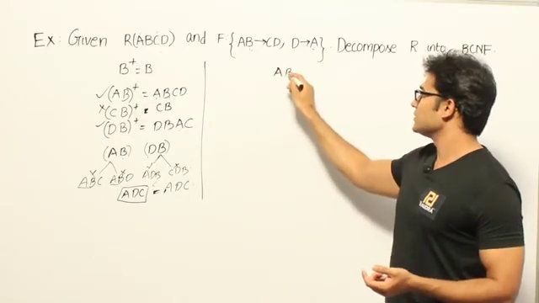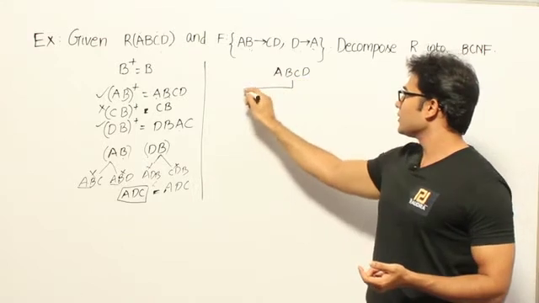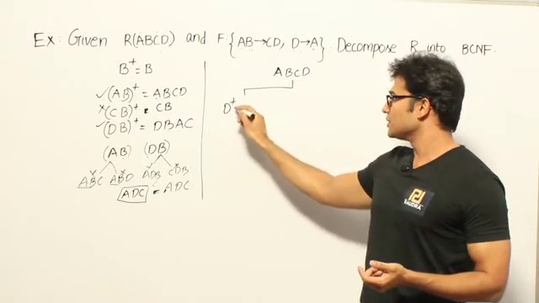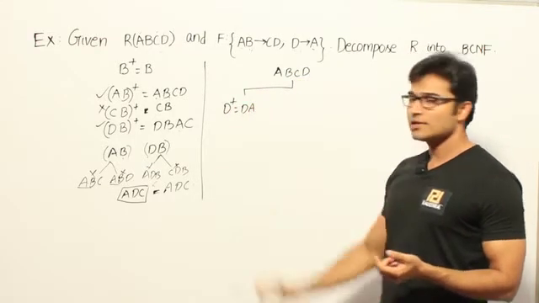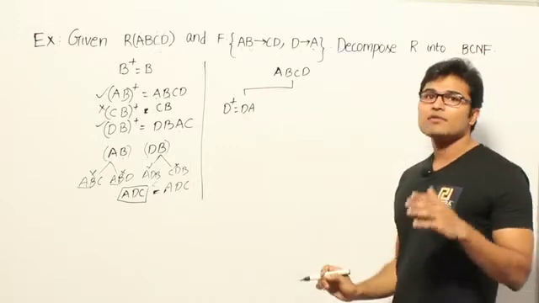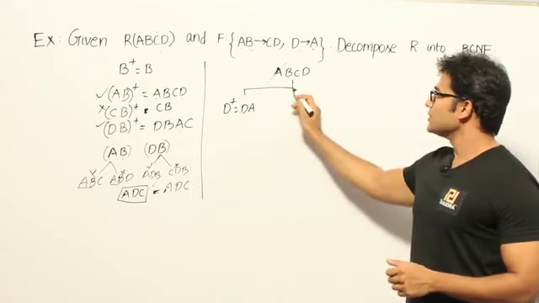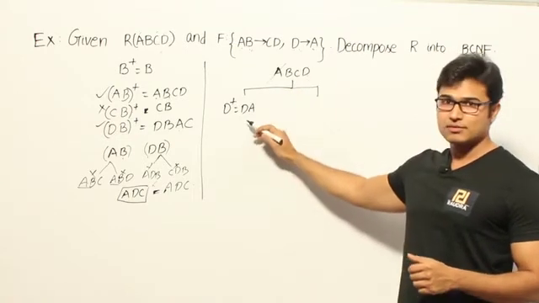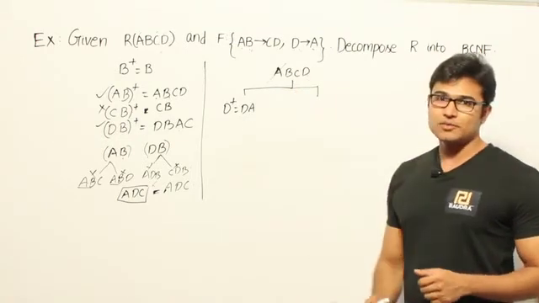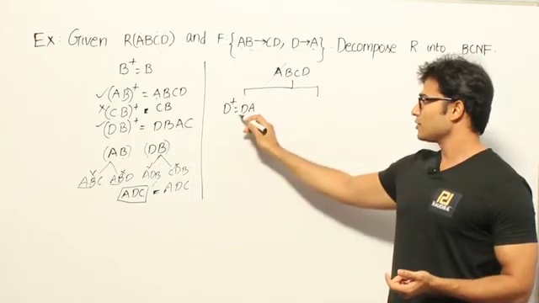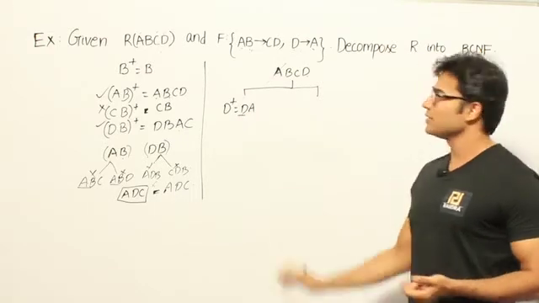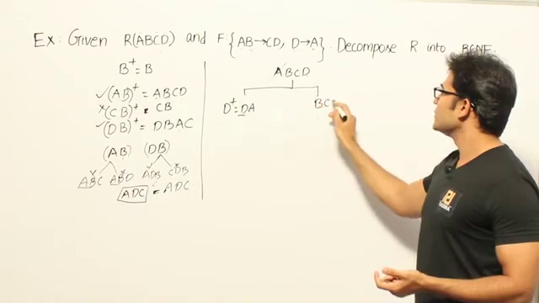So A, B, C, D. Find out the closure of the left side, which means D plus, then I get DA. What does it mean? D is going to take away with it the attribute A. Now what is remaining? B, C, D. Let D be staying there. Why? Because we need a common attribute which is going to be a candidate key for one of them. In this table, D is the candidate key, and the remaining table is B, C, D.